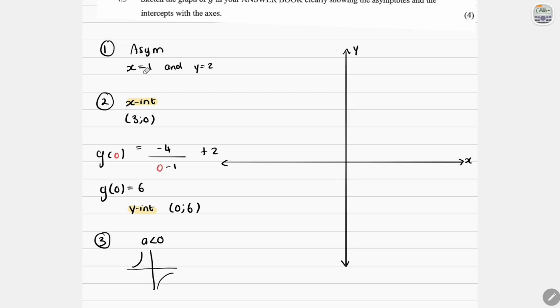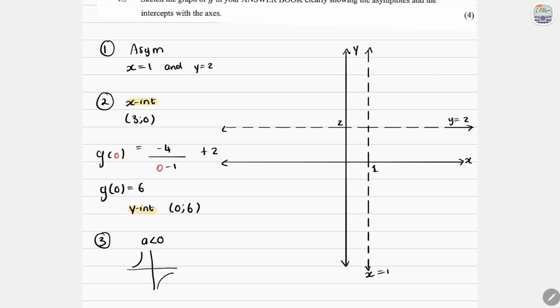So x equals 1. This is a vertical line. So we're going to draw a vertical line. Make sure that it's dotted at x equals 1. Just show that it passes 1, and this is x equals 1. And then we need our horizontal asymptote at y equals 2. So this is a horizontal line passing 2. And then make sure that it is also dotted. Y equals 2 over there.